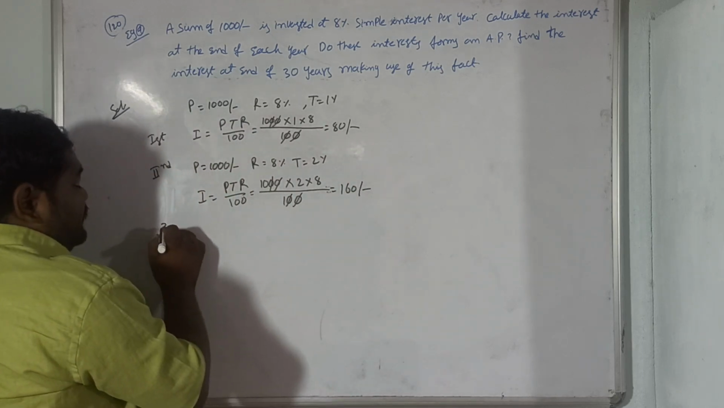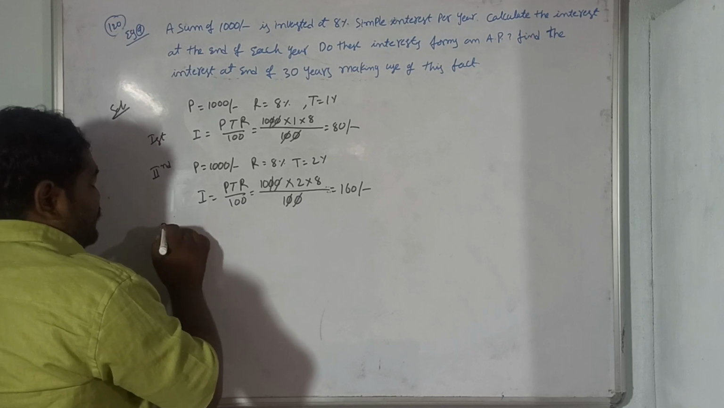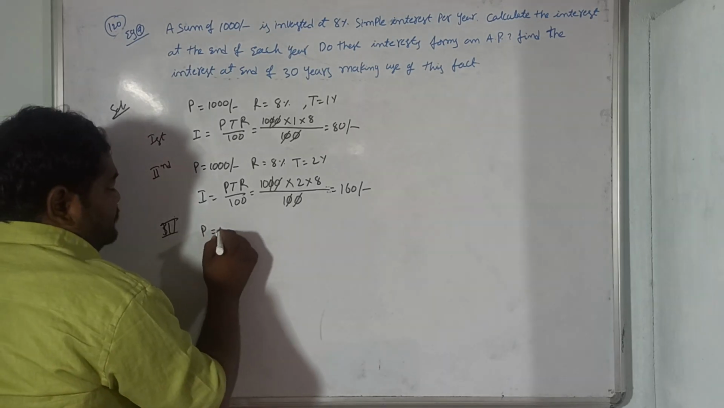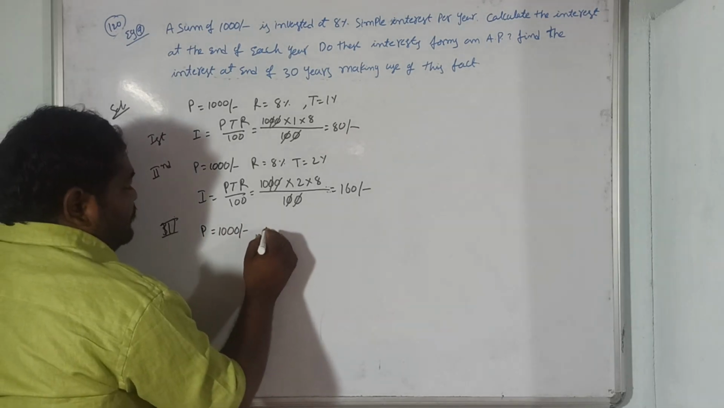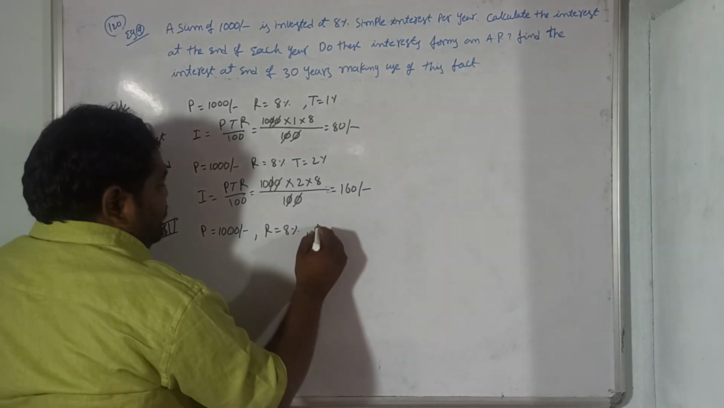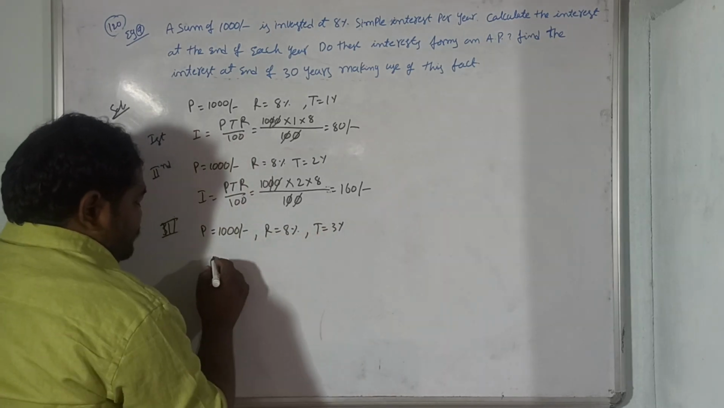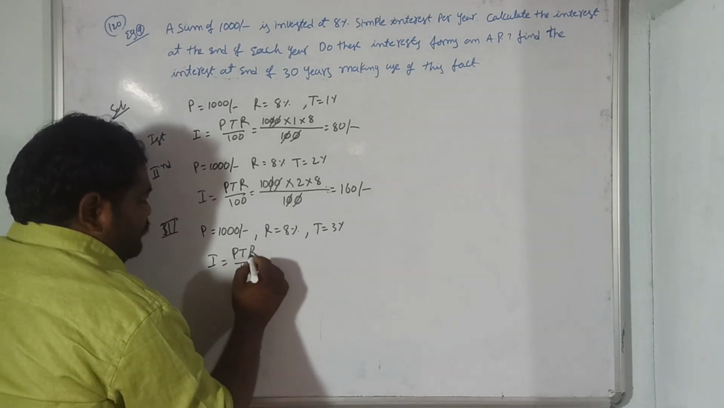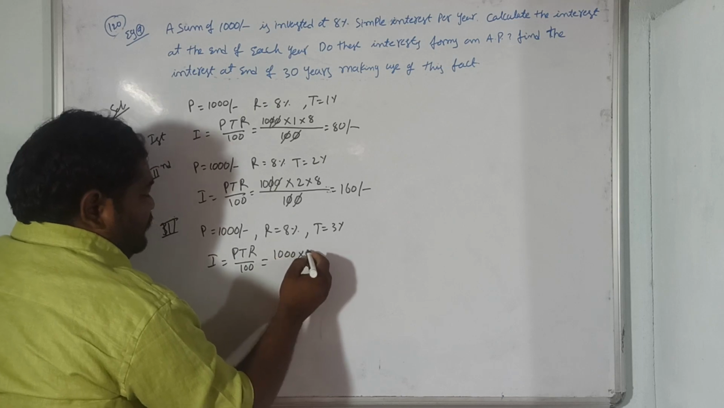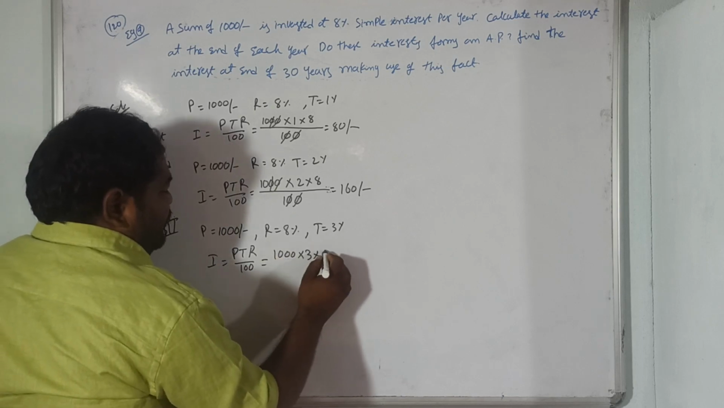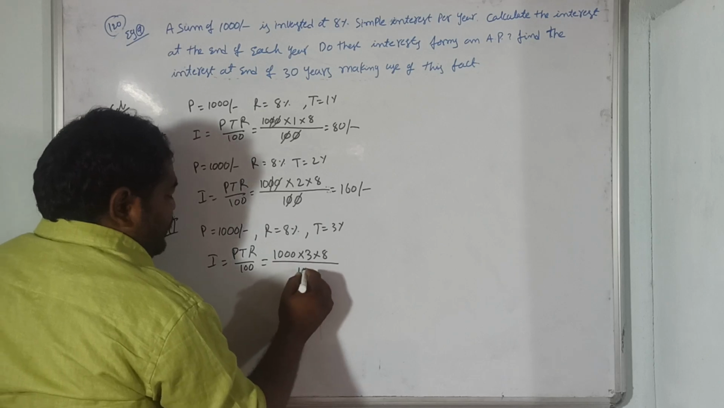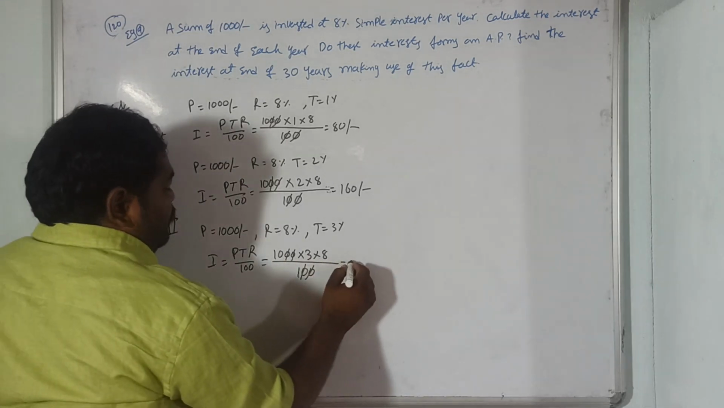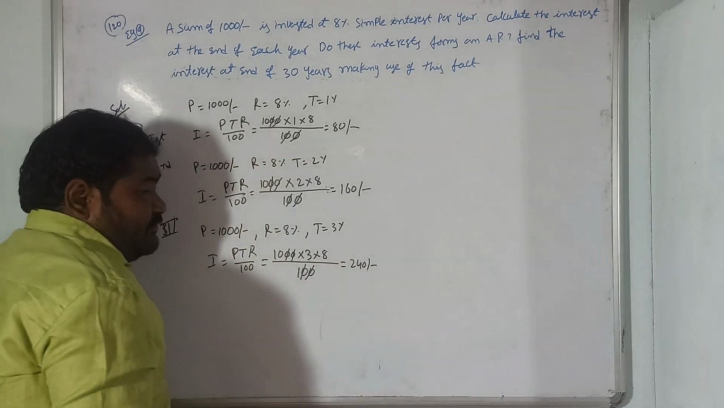For 3 years, the principal is the same. P equals 1000 rupees, rate of interest is 8% and time is 3 years. Therefore, I equals PTR by 100, which equals principal 1000 rupees, time 3 years, rate of interest 8% per annum divided by 100. These two zeros get cancelled. 3 8s are 24. 24 into 10, 240 rupees.